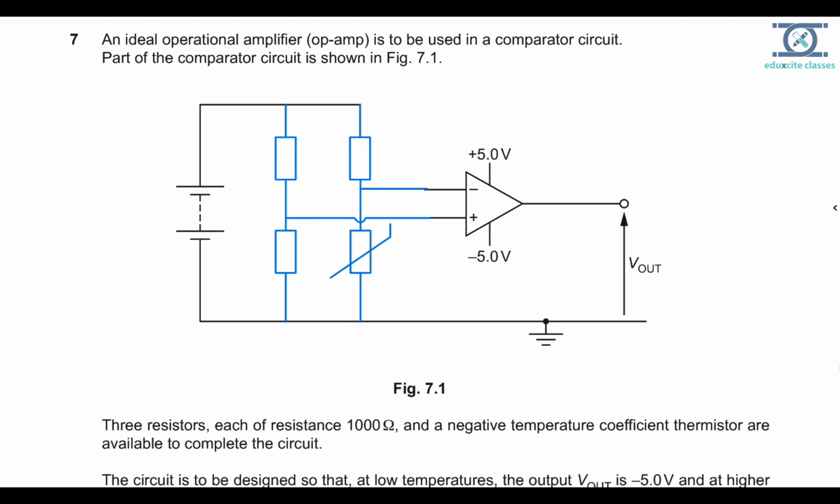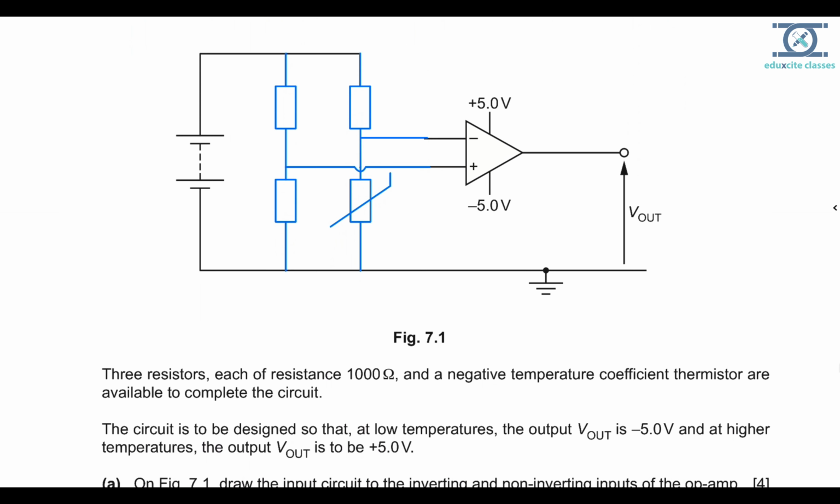Now the 7th part. This is an important question. An ideal op-amp is used for a comparator circuit. Part of a comparator circuit is shown in figure 7. The one which I have shown with the blue color, that we are supposed to draw. This is an incomplete circuit, so we are supposed to complete it.